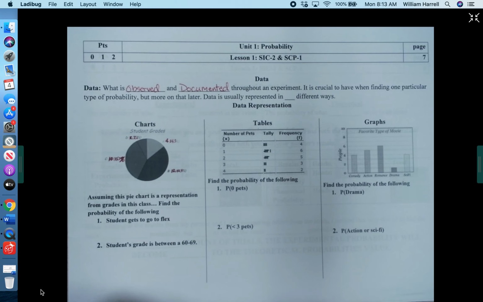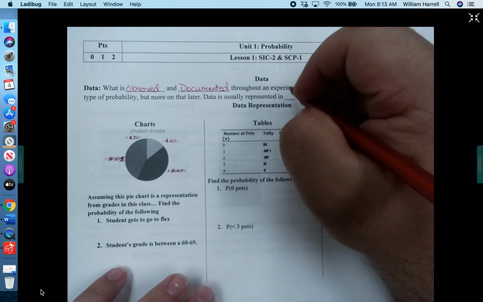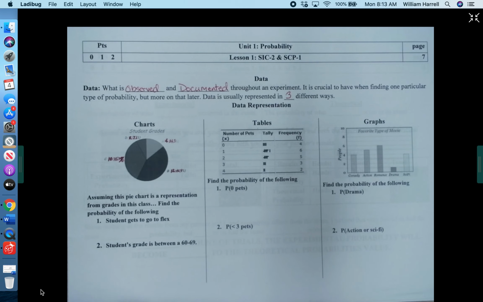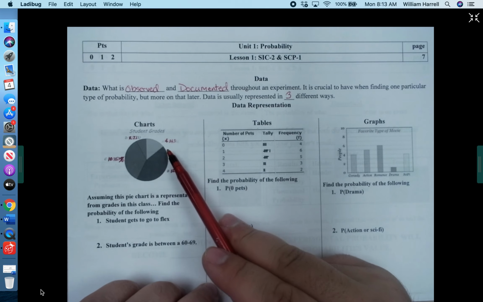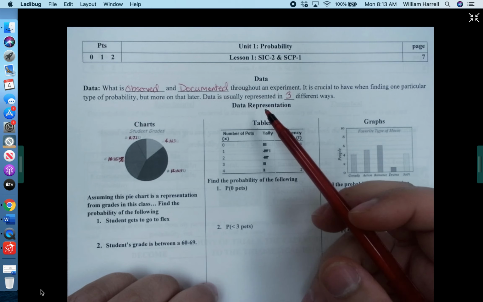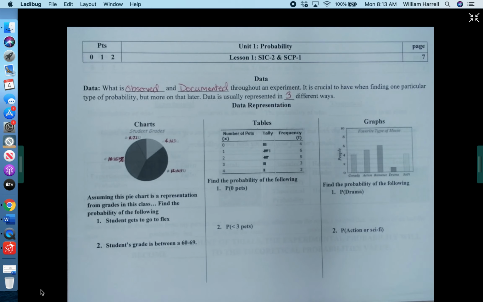particular type later on. Again, you can represent data in 3 different ways, the most popular being charts, tables, or graphs. And just going to do a brief refresher on how to read graphs, do a couple of questions, how to read tables, do a couple of questions, and then how to look at graphs and do a couple of questions. Okay. So assuming the pie charts are representation from grades in this class, find the probability of the following.